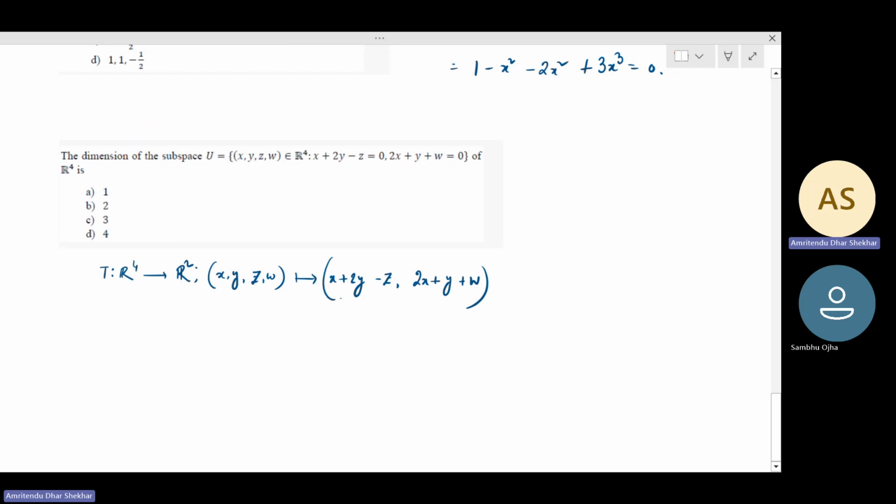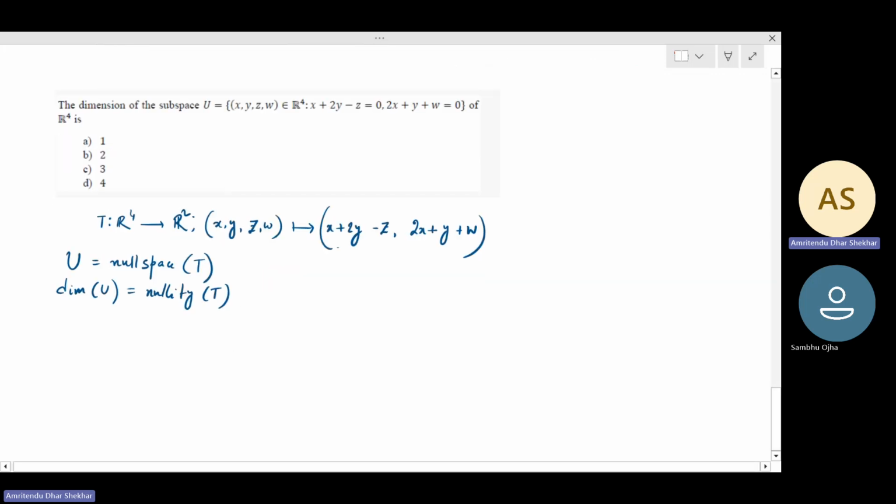So U is basically the null space of T. So the dimension of U is equal to the nullity of T. Now by the nullity plus rank theorem, what we know is that the nullity of T is equal to the dimension of R4 minus the rank of T, which is equal to 4 minus the rank of T. So what we need to do is compute the rank of T.